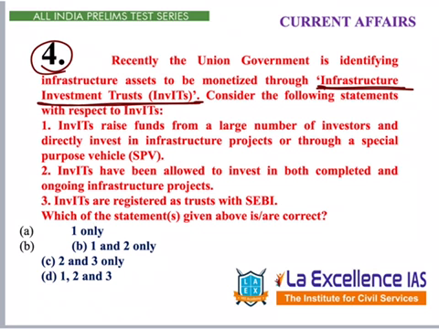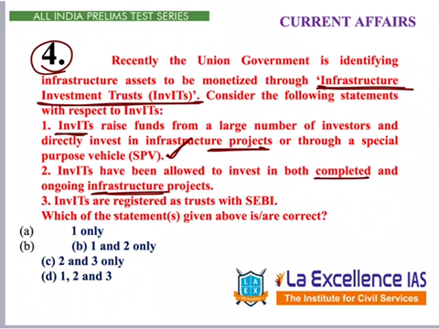But let us read the options carefully. Here, InvITs, this investment trust, raise funds from a large number of investors and directly invest in infrastructure projects or through a special purpose vehicle. By reading the name itself, infrastructure investment trust, they are investing in infrastructure. So we can say 1 is correct. Second one, InvITs have been allowed to invest in both completed and ongoing infrastructure projects. This we will have some doubt. So let's keep it aside.